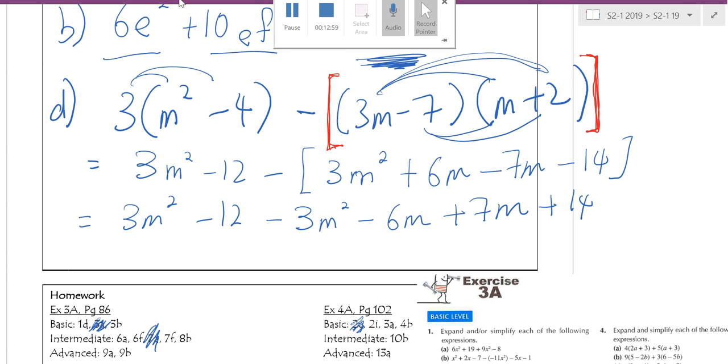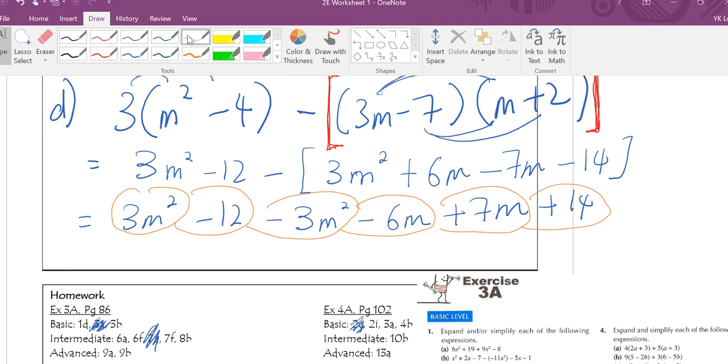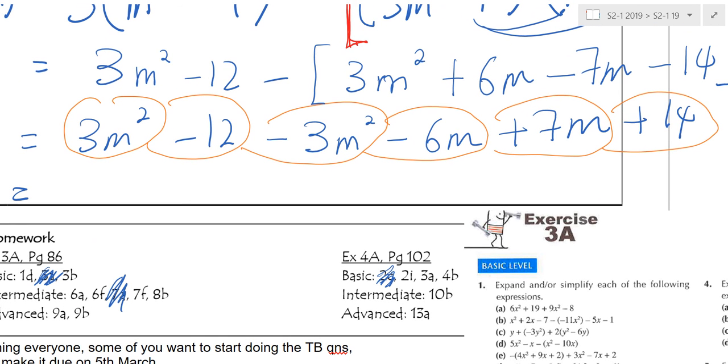Now, next one, box up everything. Box, box, box, box, box, box. Last step. 3m squared, Hafiza, 3m squared minus 3m squared, what do you get? 0. Minus 6 plus 7, press calculator, 1m. Minus 12 plus 14, plus 2.